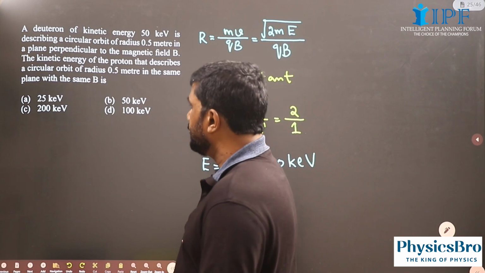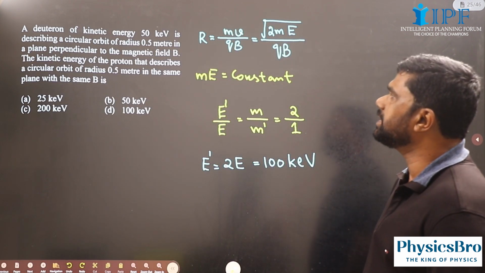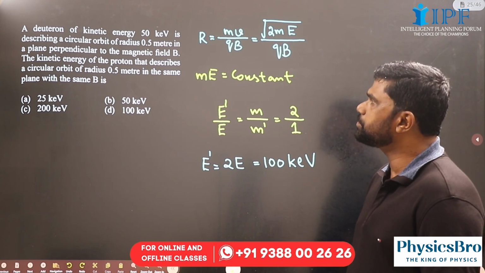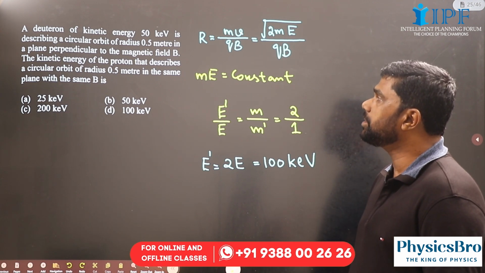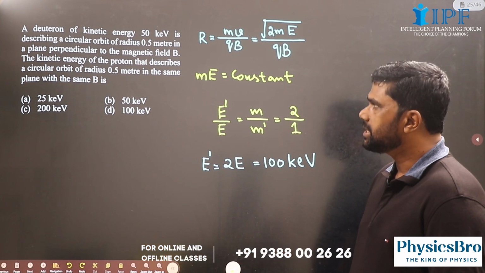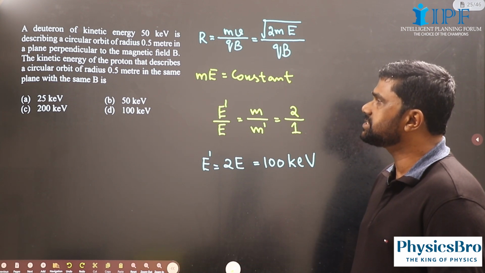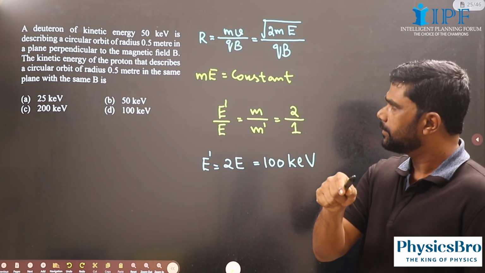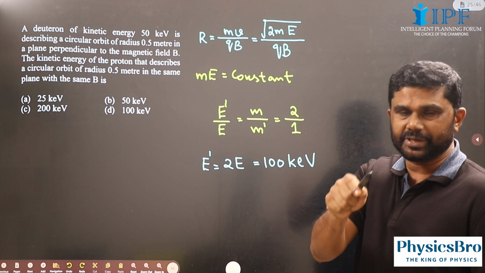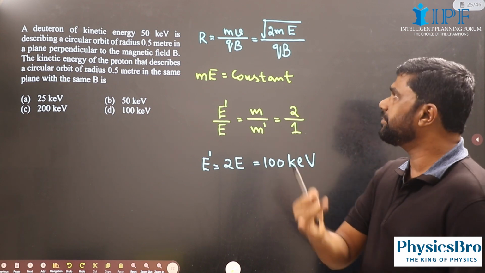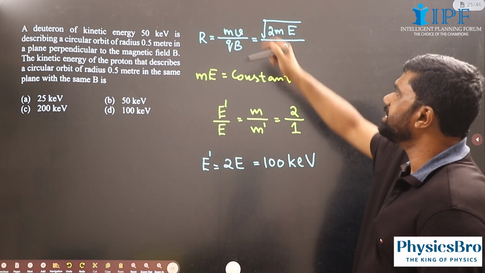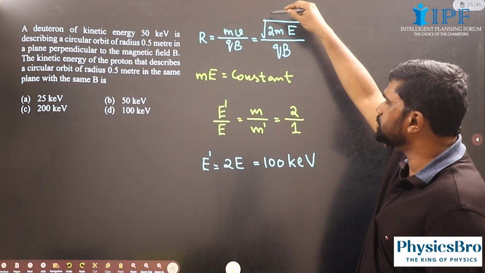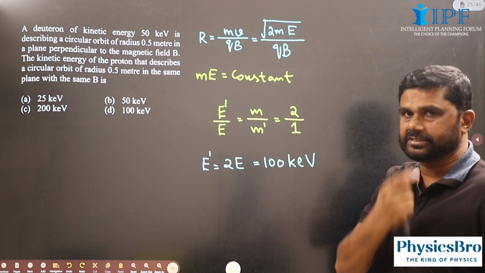Okay. Now a deuteron of kinetic energy 50 kilo electron volt is describing a circular orbit of radius 0.5 meter in a plane perpendicular to magnetic field capital B. Kinetic energy of the proton that describes a circular orbit of radius 0.5 meter, same as deuteron, in the same plane with the same B. Radius is the same, magnetic field induction is the same. Radius of the circular path is mv by qB. Numerator linear momentum can be expressed in terms of mass and kinetic energy like this.